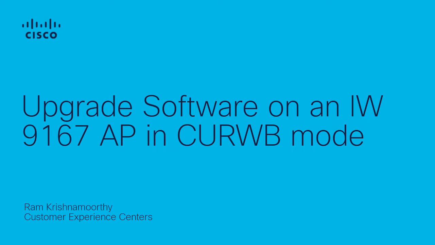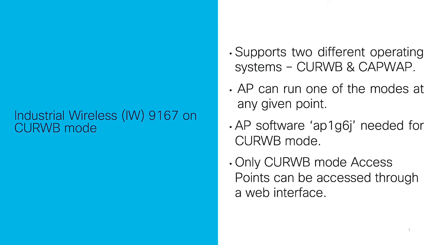on CURWB mode. The IW9167 supports two different operating systems, Cisco Ultra Reliable Wireless Backhaul, shortly referred to as CURWB mode, and CAPWAP. Both stacks are used for different feature sets and data plane logic. The AP can run on one of the boards at any given point.